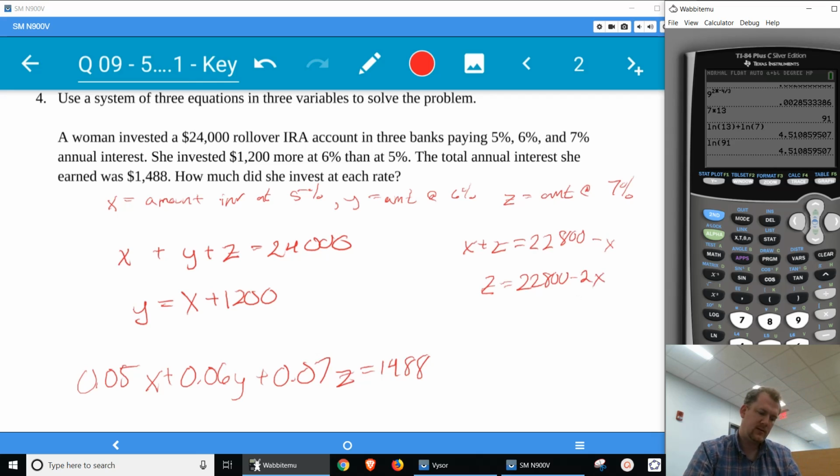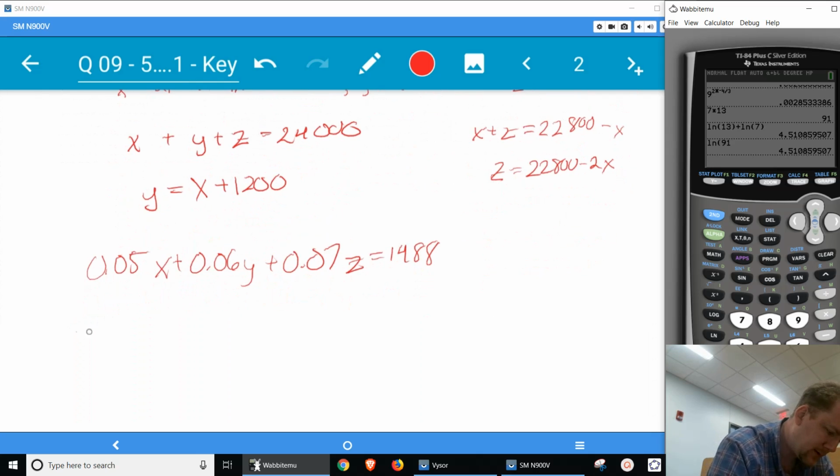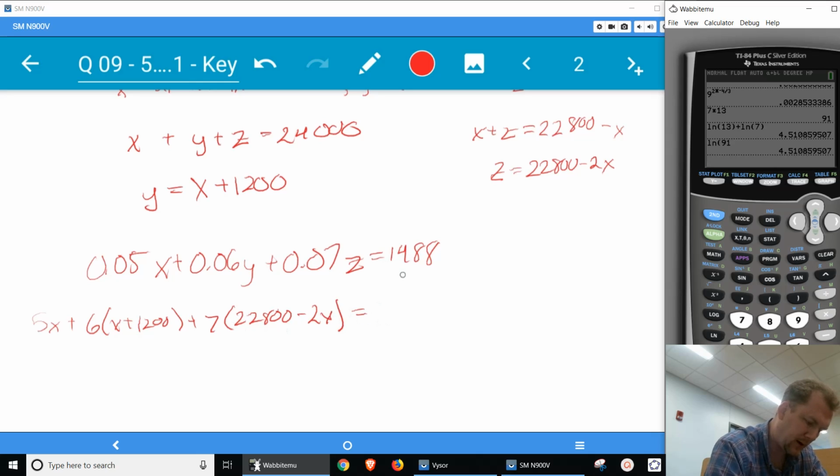Okay. With Z isolated, see how we can sub in that expression for Y there, and that expression for Z there, and then everything will be in terms of X. So we ultimately get, I'm going to multiply through by 100 just because these numbers are irritating. So 5X plus 6Y, but Y is X plus 1,200, plus 7Z, which is 22,800 minus 2X. I multiplied by 100, so this has 2 more zeros at the end.